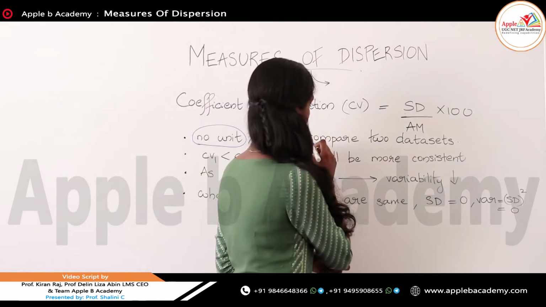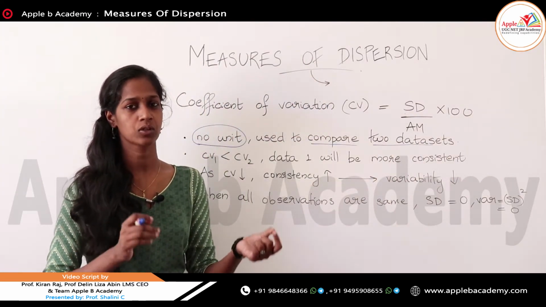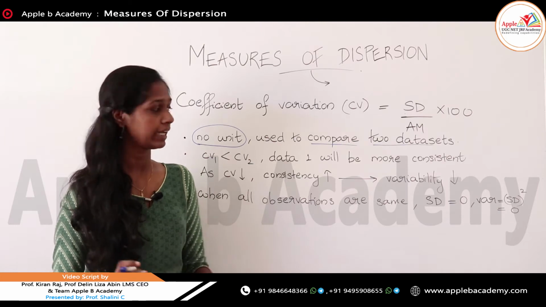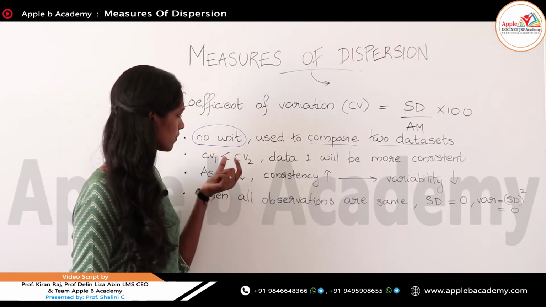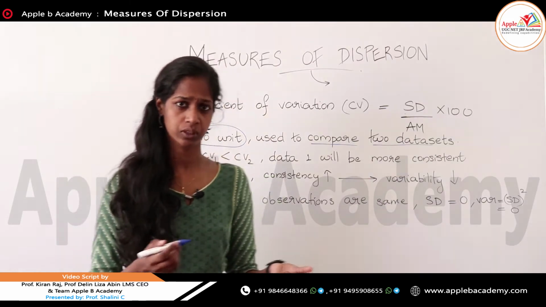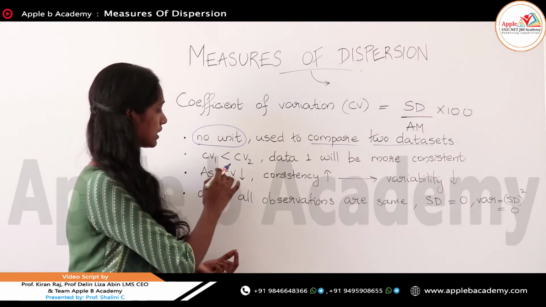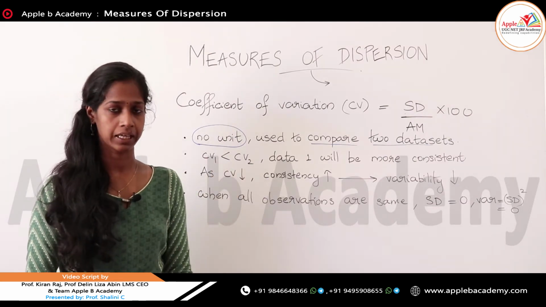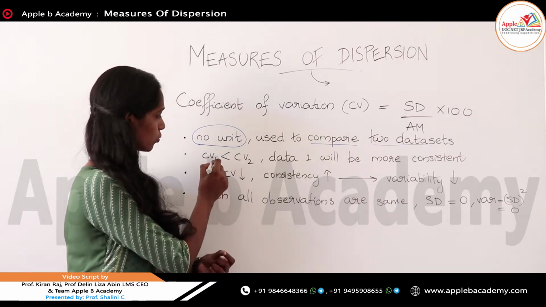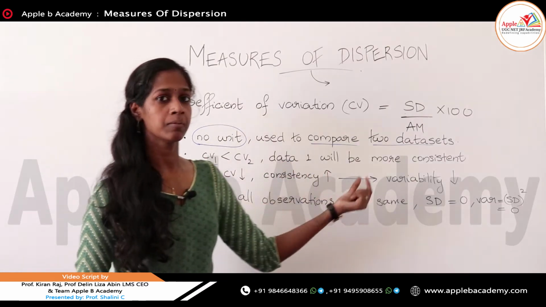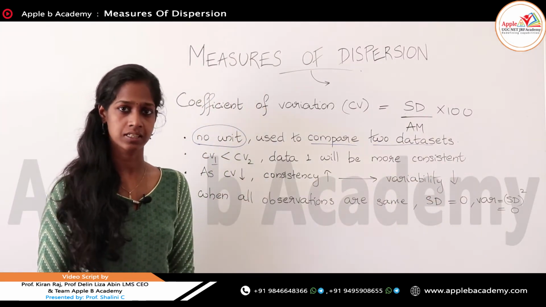It is used to compare two data sets. So coefficient of variation is basically used to compare the variability among two data sets. Say suppose you have two data sets, you calculate the coefficient of variation for these two. So you have CV1 and CV2. Suppose CV1 is less than CV2, what does it imply? The data set which has the lesser coefficient of variation, in this case 1, will be more consistent. So the lesser the coefficient of variation, the more the consistency of the data.